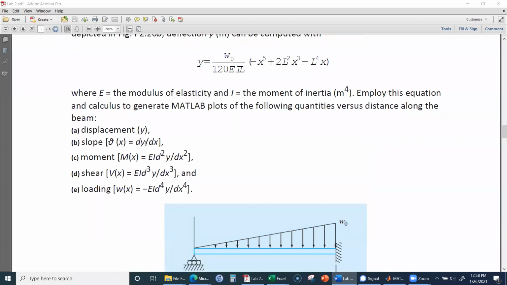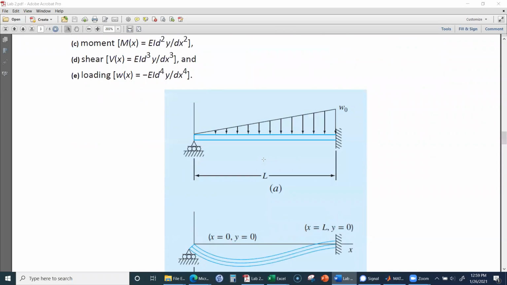The formula for the slope is dy over dx. That means you have to take the derivative of this with respect to x, which is easy. And for the moment, you will take the second derivative. For the shear, you will take the third derivative. For the loading, you will take the fourth derivative of this. So basically, you take just the derivative and then multiply by EI, and then you will get the results.